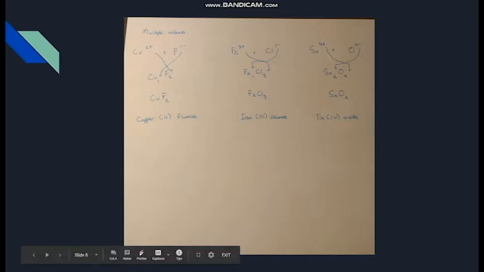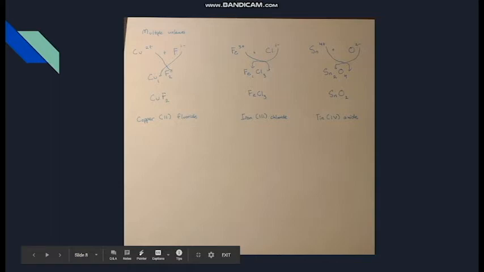When we're taking a look at iron 3 chloride, iron has a charge of 3 plus, chlorine has a charge of 1 minus. When we do the crisscross, iron will get 1 atom and then chlorine will get 3. This indicates FeCl3. And since we're using iron with a charge of 3 plus, we use iron 3, or 3 I's, to indicate the valence of iron, chloride.